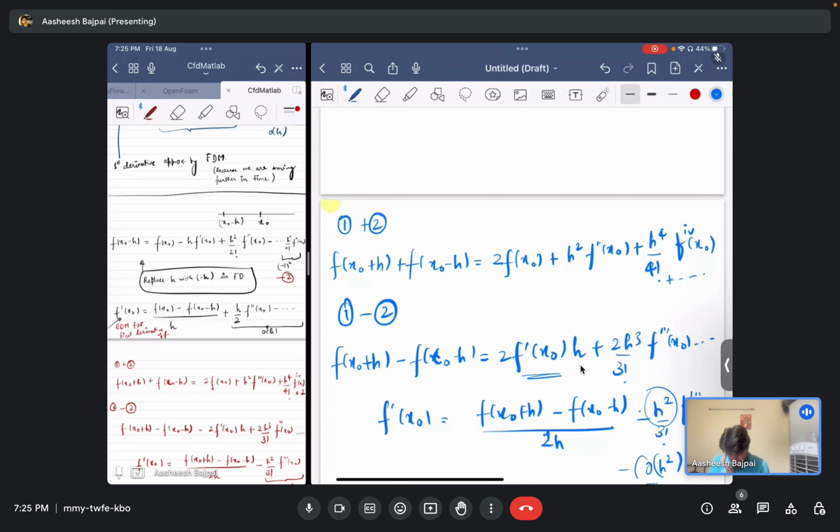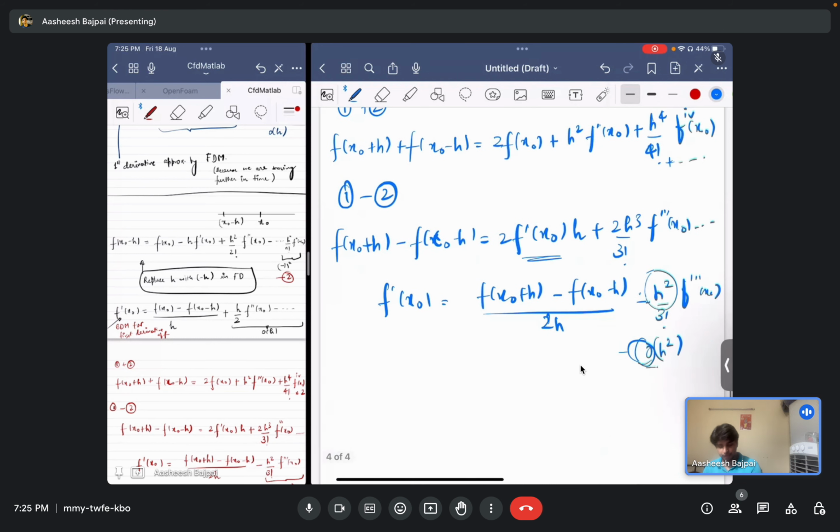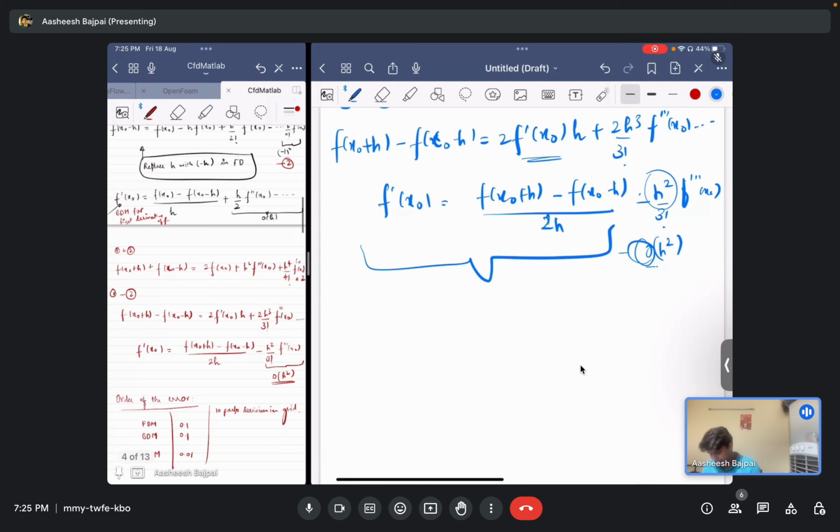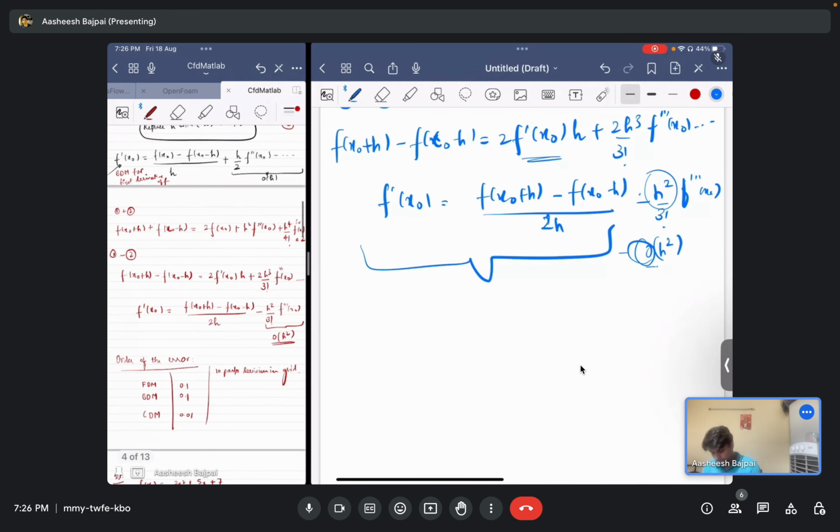So this order matters. In whichever order we get, we are neglecting that truncation error. We are truncating the function. So yeah, this is a center difference scheme.